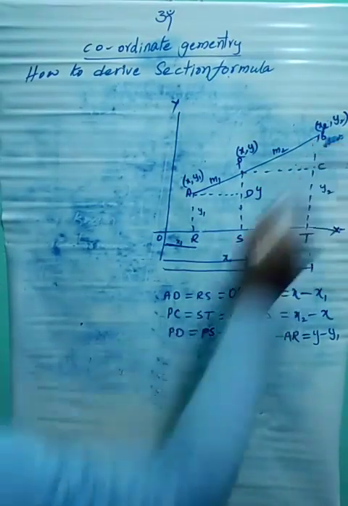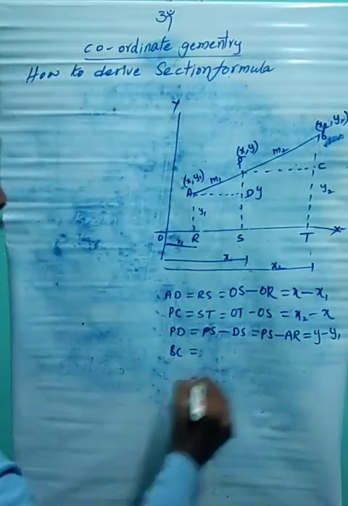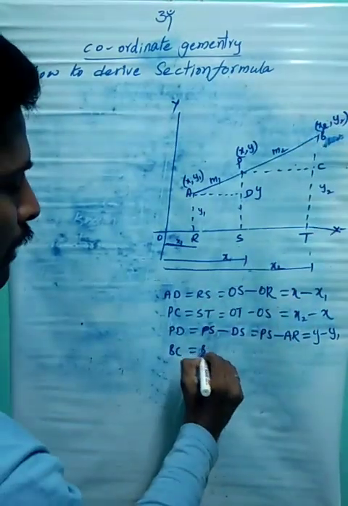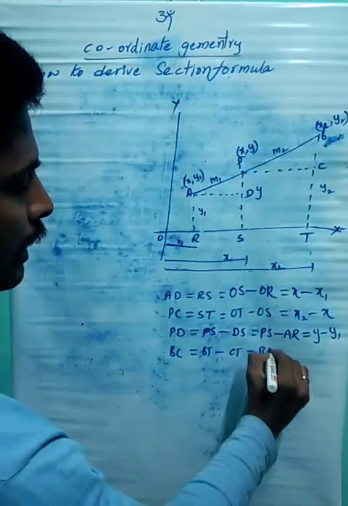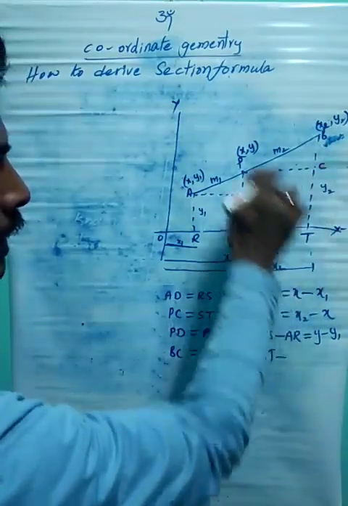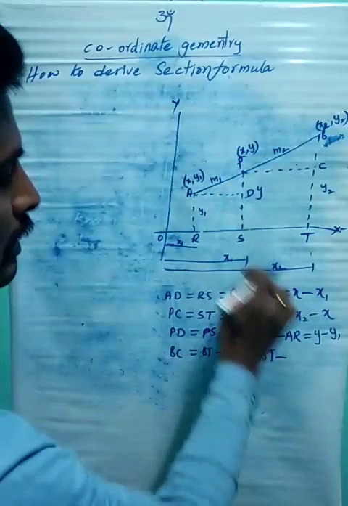In the same way, I want to know the BC value. BC value is equal to BT minus CT. Now CT is nothing but the PS value, since CT and PS are equal.